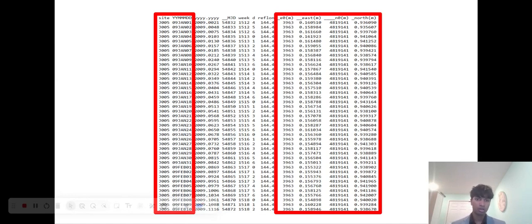A whole number column, so east 0, or E0 I mean, where the data is just 3,963, and then a decimal form, which is east meters. So this is 0.16, 0.15, etc. The actual position is the combination of these two data points, so 3,963 combined with the decimal of 0.16, so 3,963.16. Or in the case of north-south, around 4,800,000, 0.936.